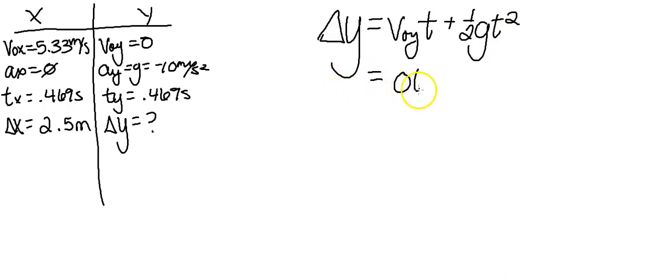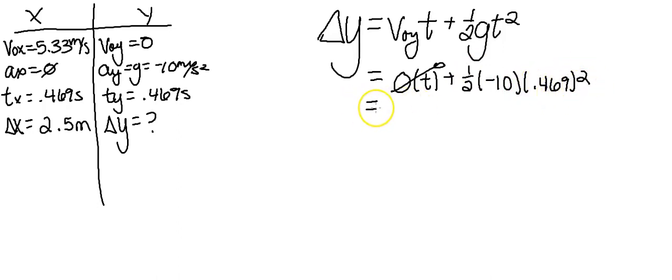V initial y is 0 times time, which I'm just going to leave because that's going to cancel out anyway, plus 1/2 times -10 times our time of 0.469 squared. So 0.469 squared is 0.219, times 10 times 1/2, we get -1.998. That's in meters.